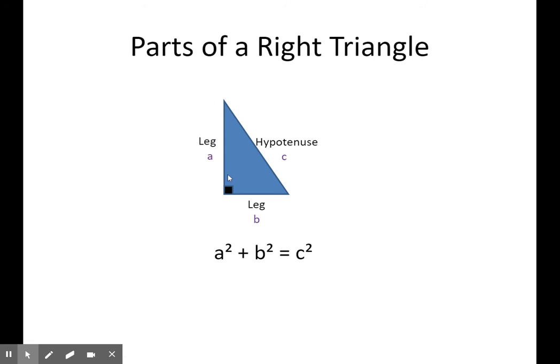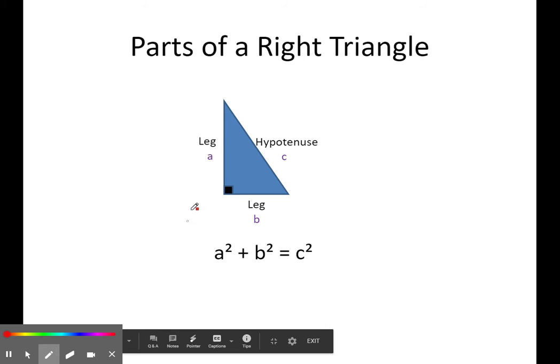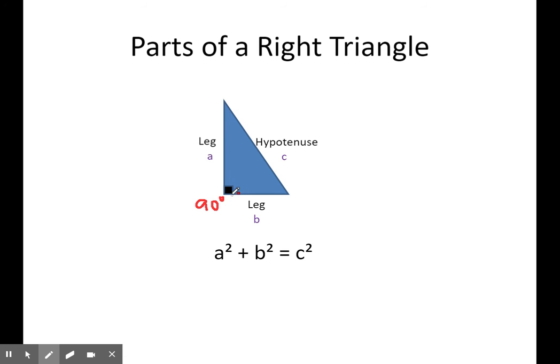Now let's talk about the legs and the hypotenuse. Here is a right triangle. We know it's a right triangle because we have that little square that tells us that is a right angle. If you remember, a right angle is always 90 degrees. We know because they drew that little square for us. In a right triangle, we have 2 legs. Here I've got leg A and leg B. So we have 2 legs and we have a hypotenuse.